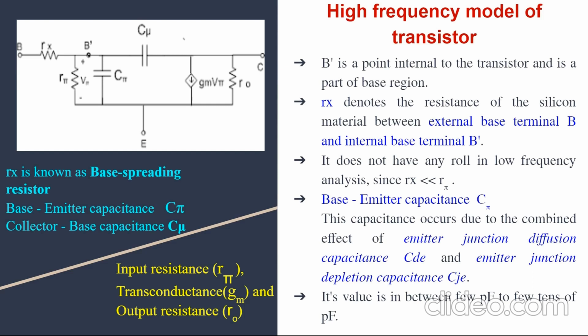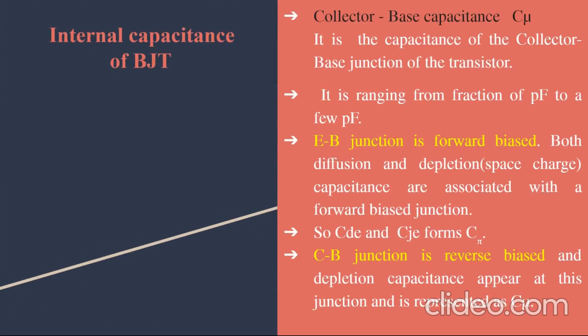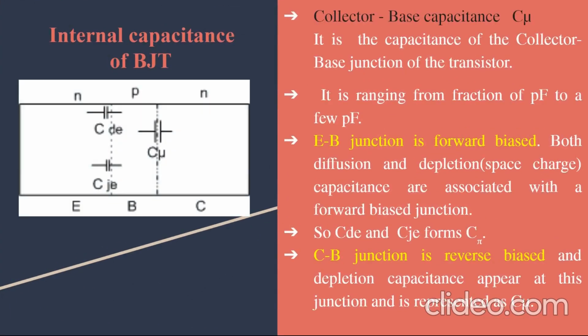Next we can consider the base emitter capacitance, which is represented by C pi. This capacitance occurs due to the combined effect of the emitter junction diffusion capacitance CDE and the emitter junction depletion capacitance CJE. These are the most important capacitances, formed due to the processes of diffusion and depletion. The base emitter capacitance value is between a few picofarads and a few tens of picofarads. Next is the collector base capacitance C mu, the capacitance of the collector base junction, with a value ranging from a fraction of a picofarad to a few picofarads.